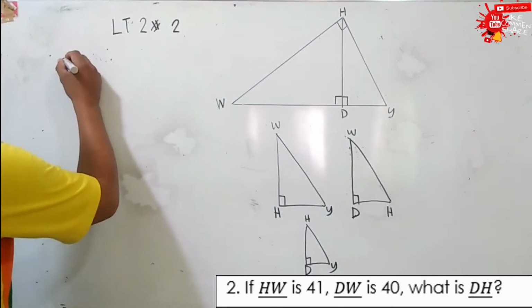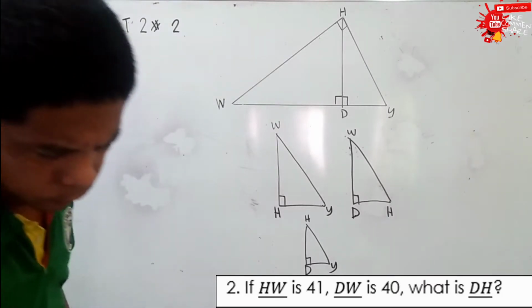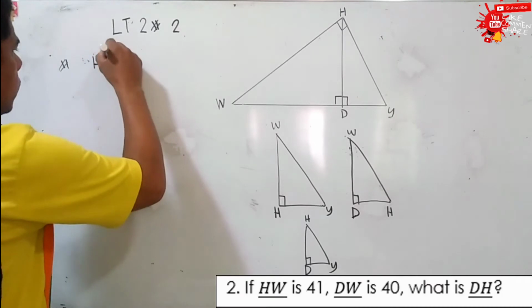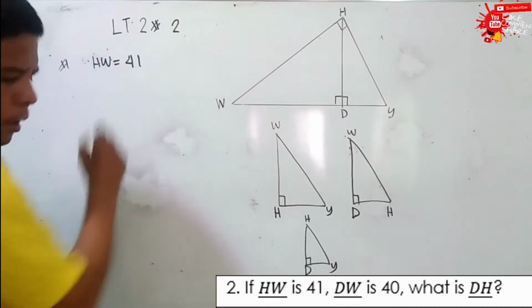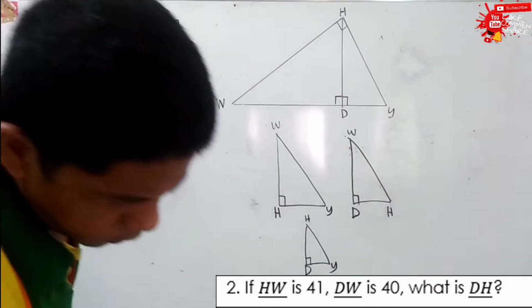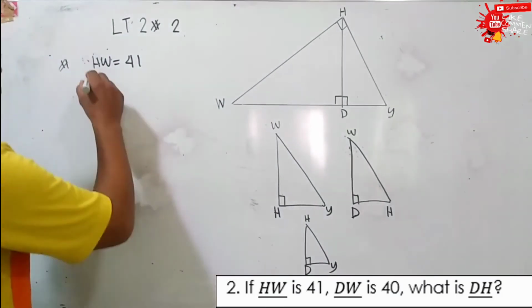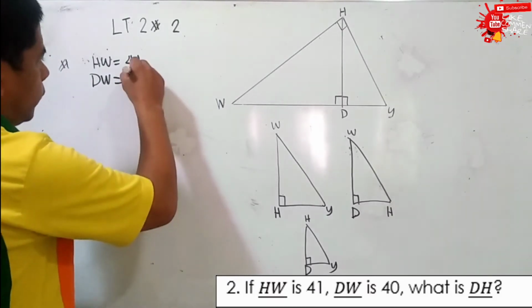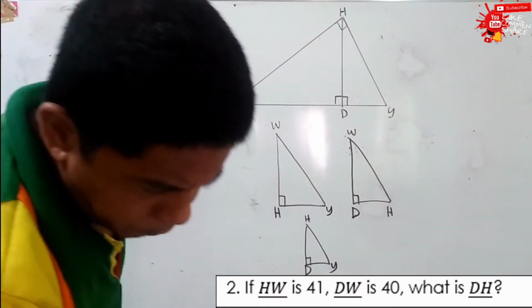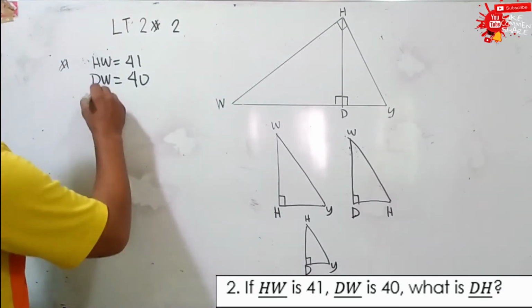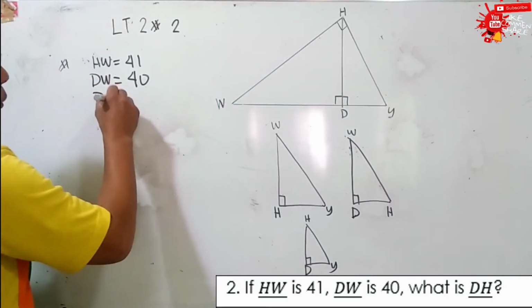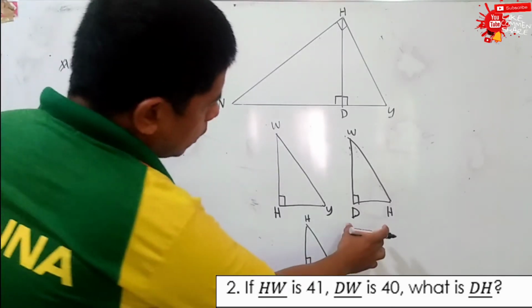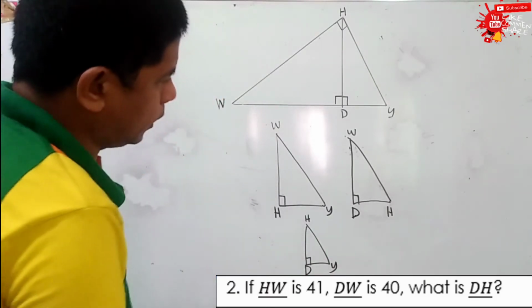Okay? So, sa question number 2, ang ating HW is equal to 41. Our DW or segment DW equals 40 at ang hinahanap natin po ay DH. Okay. So, ano po yung triangle na yon? So, ito po yung ating medium na triangle.